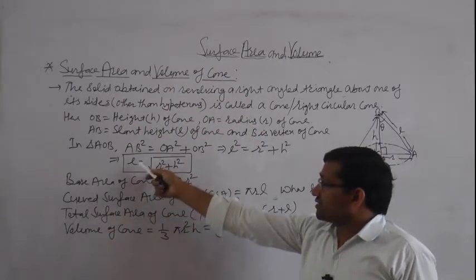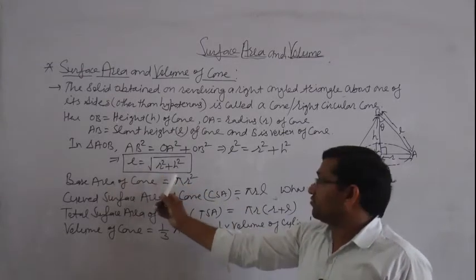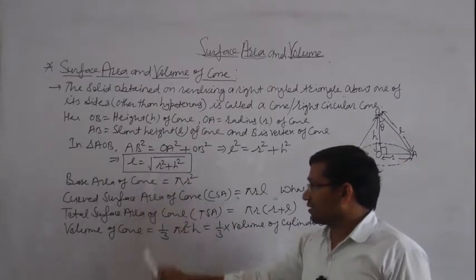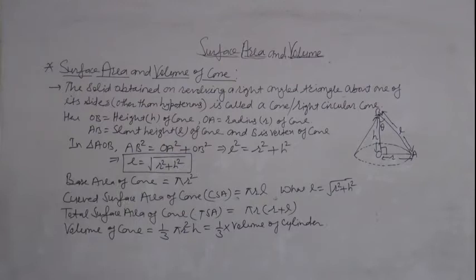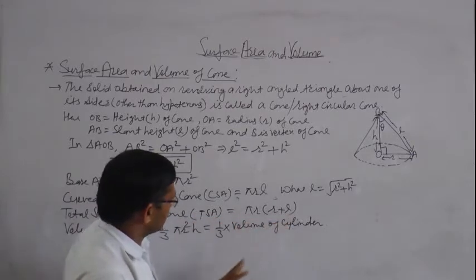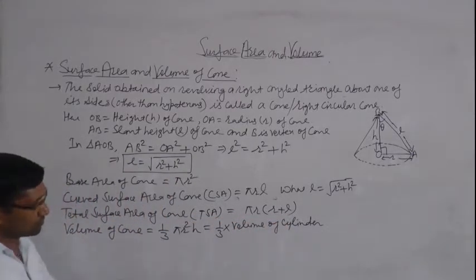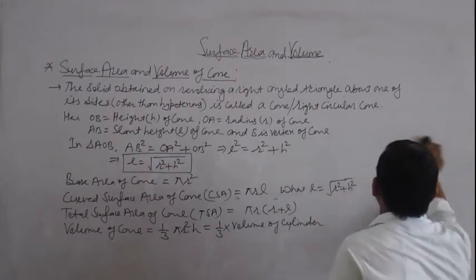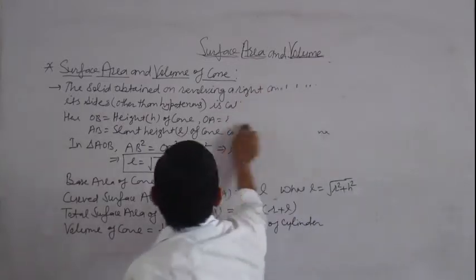And a very important thing is slant height. Slant height L is equal to square root of R square plus H square. Base area of cone is pi R square. Curved surface area of cone, that is CSA, is equal to pi RL, where L is equal to square root of R square plus H square. Then total surface area of cone, TSA, is pi R into R plus L. Then volume of cone is 1 upon 3 pi R square H.